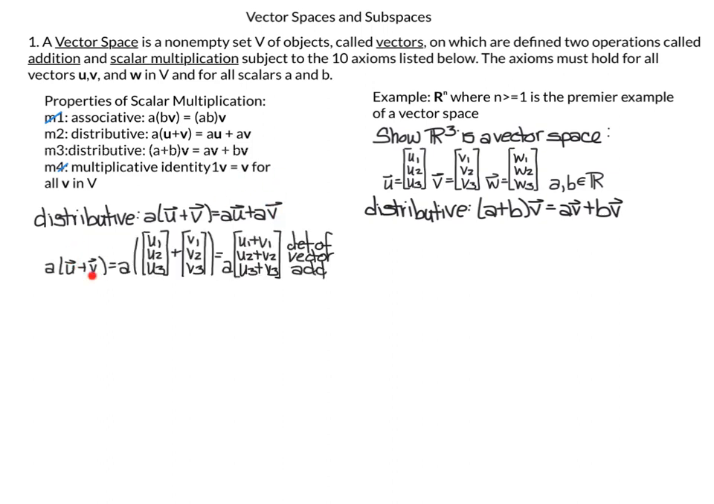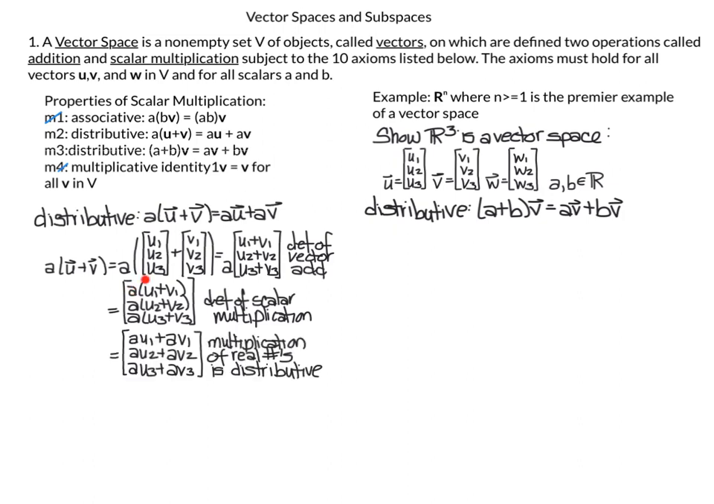Looking at a times u plus v, I substituted this R3 version of u, R3 version of v, and then I added them together just using the definition of vector addition. So it looks like a times u1 plus v1, u2 plus v2, and u3 plus v3. Now, by definition of scalar multiplication, I can multiply a times the first coordinate, and then a times the second coordinate, a times the third coordinate. So here I've multiplied a times u1 plus v1, a times u2 plus v2, a times u3 plus v3.